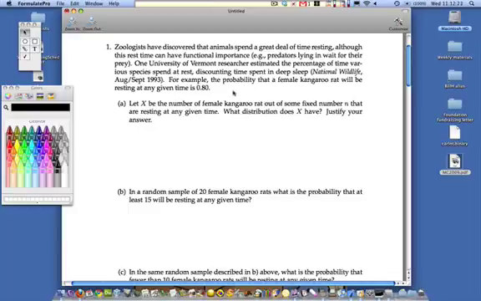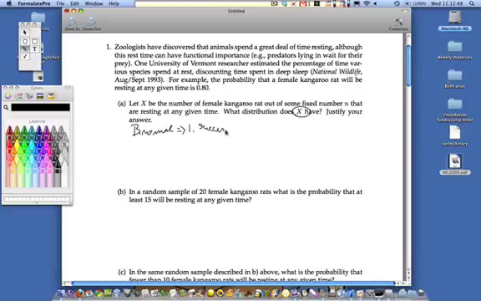So the probability that one of these kangaroo rats will be resting is 0.18. Okay, and I guess we're going to look at x as the number of kangaroo rats out of some fixed number n that are resting at any given time. Okay, what distribution does x have? Well, that is going to be obviously binomial, because we have the 4 characteristics.